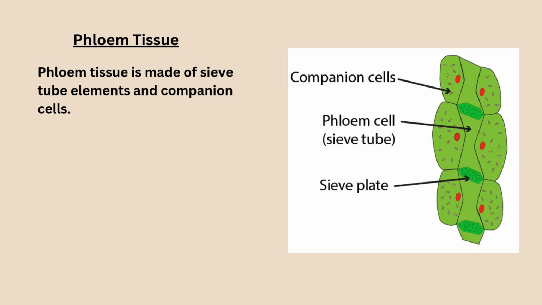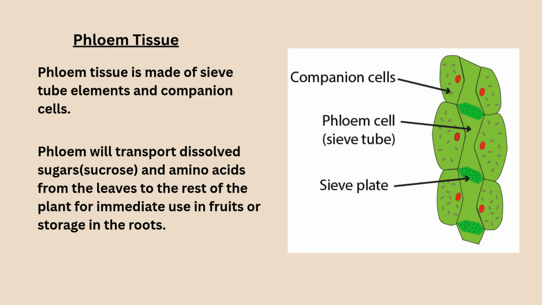Phloem tissue is made up of sieve tube elements and companion cells. Phloem will transport dissolved sugars, such as sucrose, and amino acids from the leaves to the rest of the plant for immediate use in fruits or for storage in the roots.